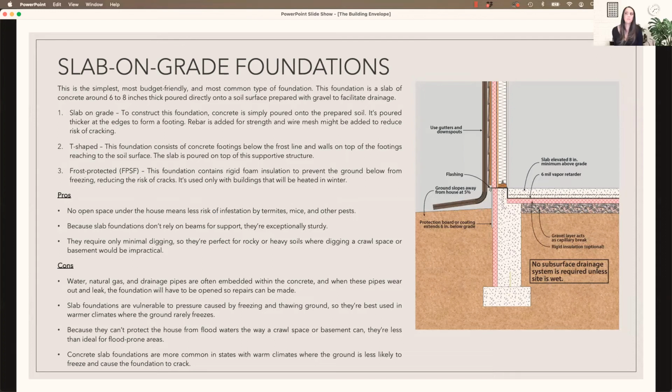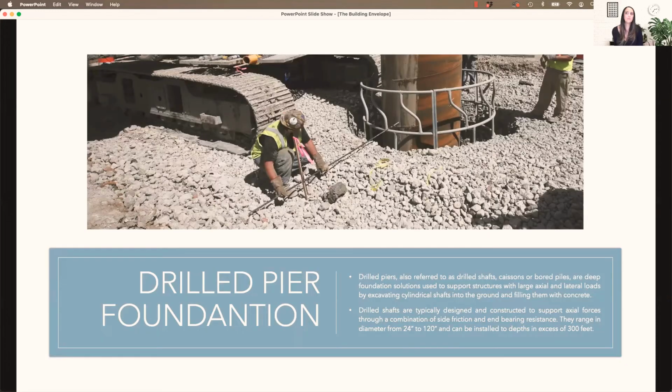And then in addition to the slab on grade, sometimes in commercial buildings, they'll also do what's called a drilled pier foundation. So they'll literally drill into the ground these huge shafts or caissons that they fill with concrete, and then that supports the building. Those can range anywhere from 24 inches to 120 inches in diameter and go as deep as 300 feet.